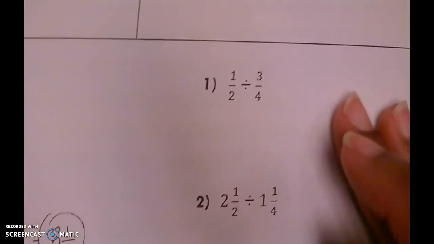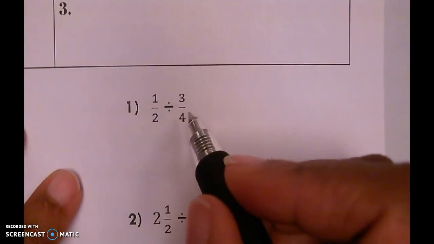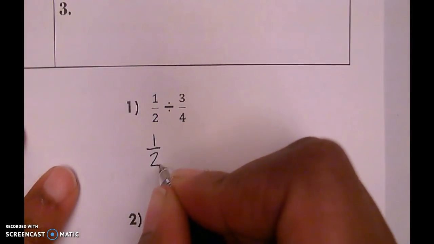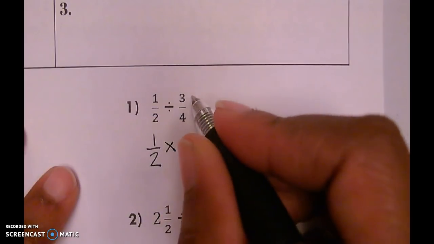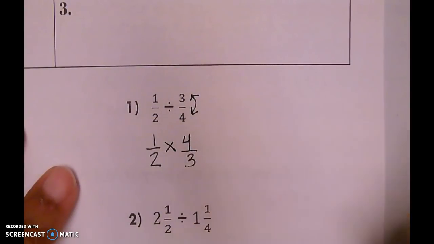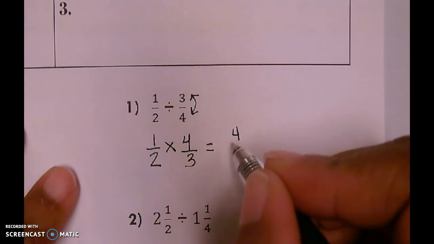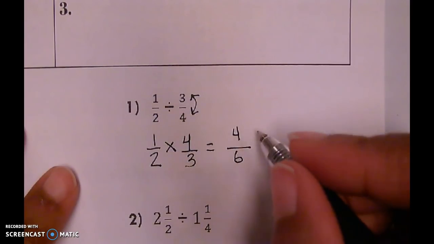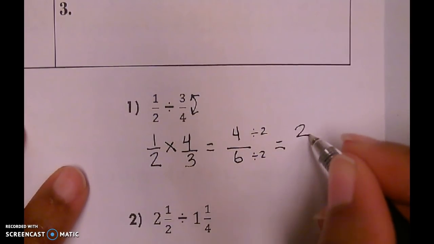Okay? Now let's look at our division problem. I'm going to see if there's any mixed numbers. No, there's not. So I'm going to keep the first fraction, change the sign to multiplication, take the reciprocal of the second fraction, and then multiply. Okay, 4 over 6. And since these two are even numbers, they can both be divided by 2. So my final answer is going to be 2/3.